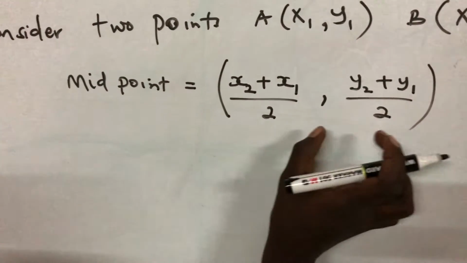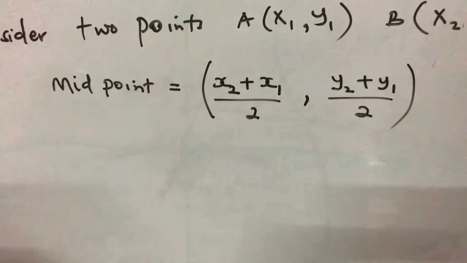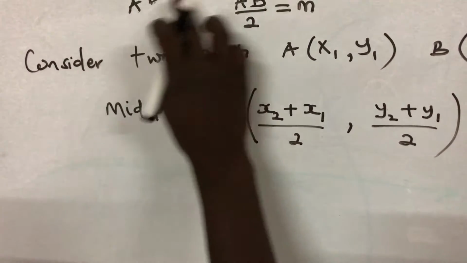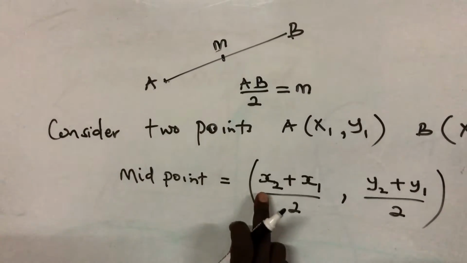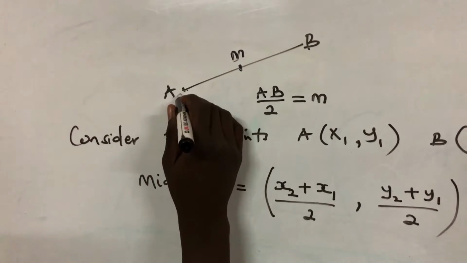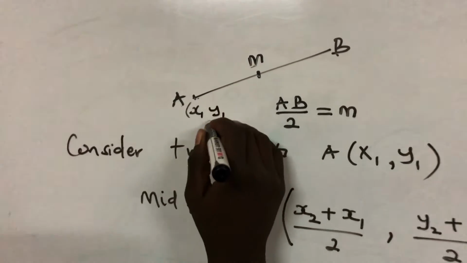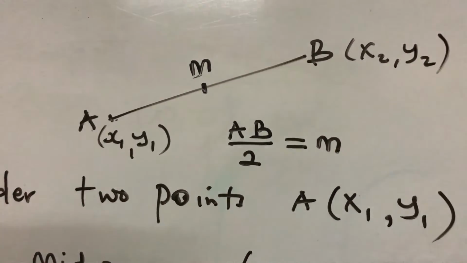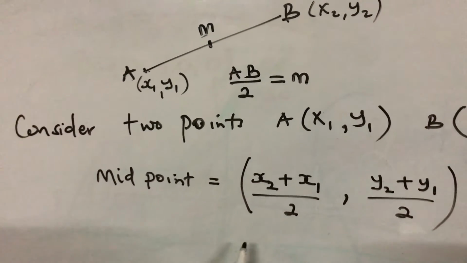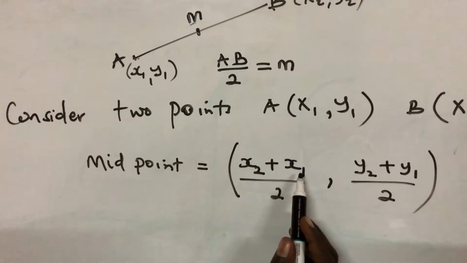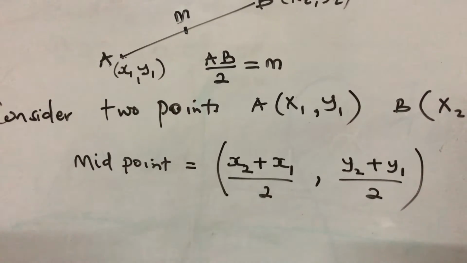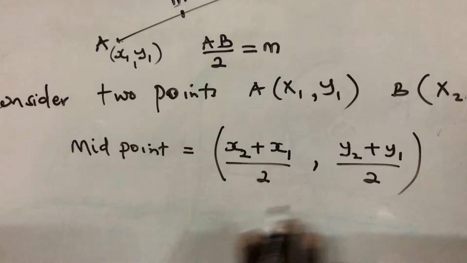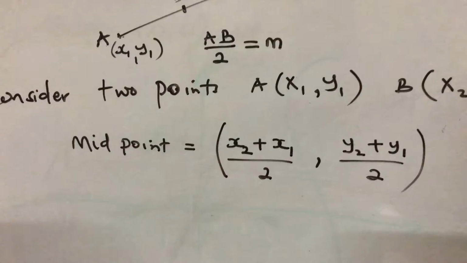So this gives you the formula for finding the midpoint of any 2 points on a straight line. For example, A to B. The midpoint will therefore be given as, remember this point A has (x1, y1), point B also has (x2, y2). So the midpoint M will be (x2 plus x1)/2. You can interchange this as x1 plus x2, and this also as y1 plus y2. Remember, addition is commutative. It has no problem whether you put it first or last.